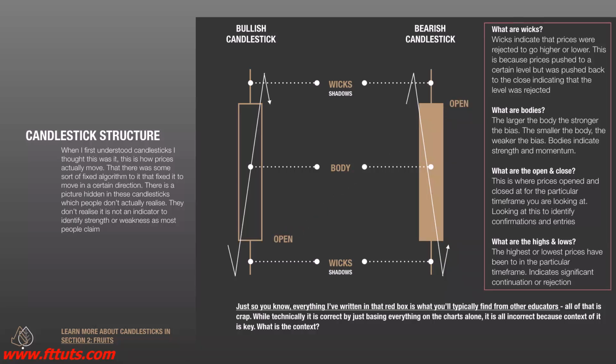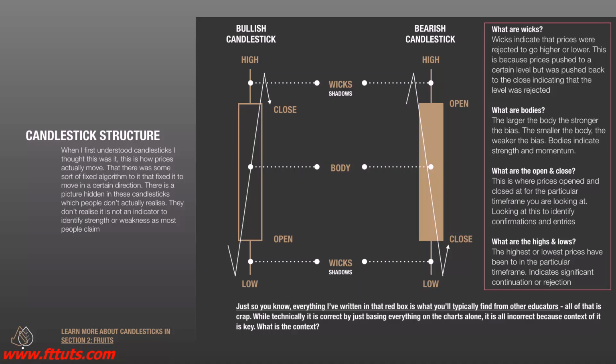The next one is where the candlestick opened. This one was what I was explaining just now, the lowest point and the highest point, and where it closed. So you'll always find these explanations about candlesticks. What are wicks? That's the first thing. Most traders will explain wicks as an indication that prices were rejected from going higher or lower. This is because prices pushed to a certain level but were pushed back near to the close, indicating that the level was rejected.